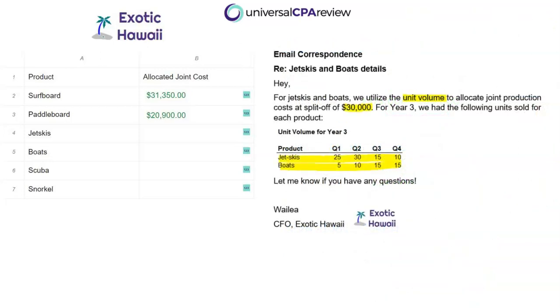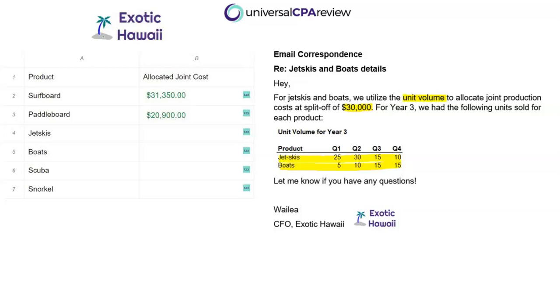So let's move on to jet skis and boats, right? Another fantastic, fun product from exotic Hawaii. Now, referencing the email from Wailea, she tells us we're going to utilize the unit volume to allocate joint production costs of $30,000. So the unit volume allocation, it's similar to sales, except it's based on units. So they give us the unit volume for year 3 for each of these products.